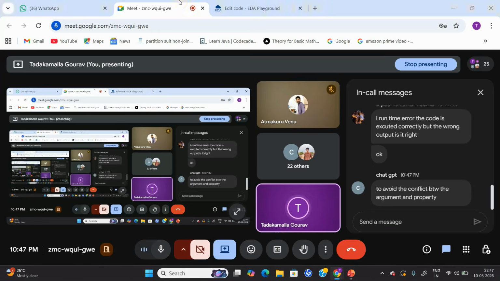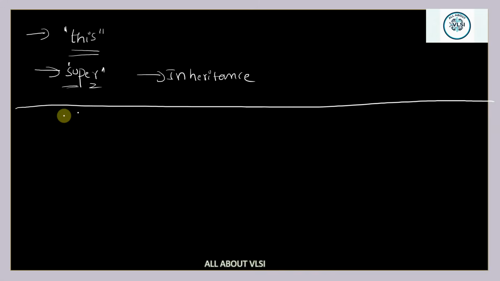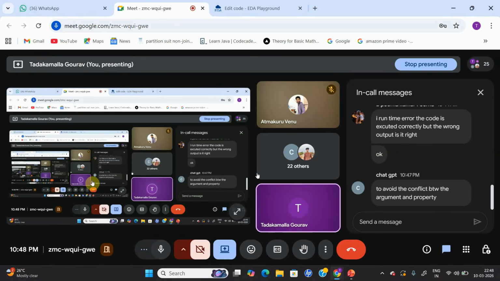Exactly. So to differentiate between your local arguments and the global arguments which you declared in that particular class. Basically, this refers to arguments which are declared in your present class. When I discuss inheritance, it will be more clear. Okay. Yes. So this is about your this keyword. Any doubts or any queries in this? Shall we move forward?